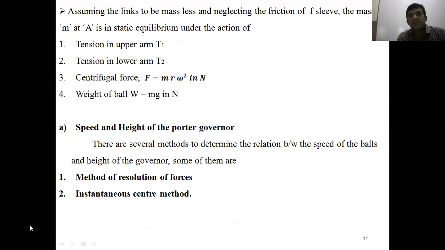Now here we derive the relation between speed and height of the governor. How do we derive it? First we make some assumptions. We assume the mass of the links is neglected, and at the same time we neglect the friction of the sleeve. That friction is represented by a small f. Now what is the friction here?